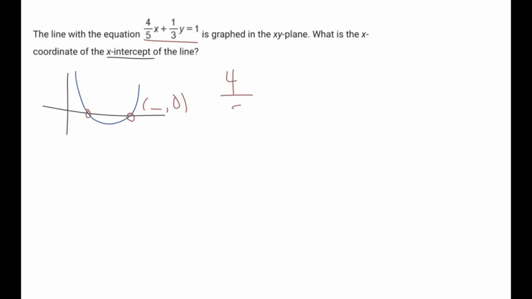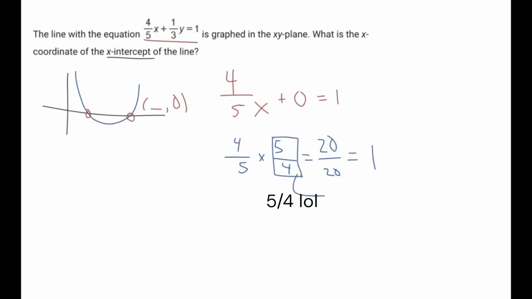So then we have 4/5 x plus 1/3 times 0 is 0. So plus 0 equals 1. And now we can just solve for x, because y was 0, that means we're solving for the input that gets us 0 as y. And this is a function. So what is x? Well, what do we multiply 4/5 by to get 1? Well, we can multiply 4/5 by 5/4, right? Because this gets us 20 on top and 20 on the bottom, and that is equivalent to 1. And therefore, the x-coordinate of the x-intercept would just be 5/4. So that is our answer.